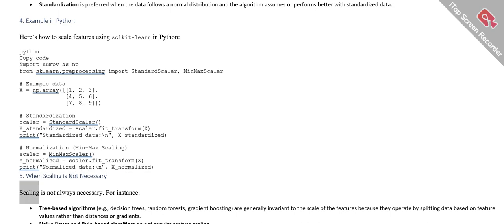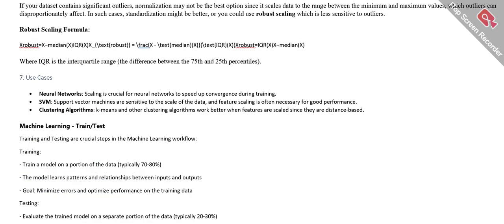5. When scaling is not necessary. Scaling is not always necessary. For instance, tree-based algorithms, for example decision trees, random forests, and gradient boosting, are generally invariant to the scale of the features because they operate by splitting data based on feature values rather than distances or gradients. Naive Bayes and rule-based classifiers do not require feature scaling.